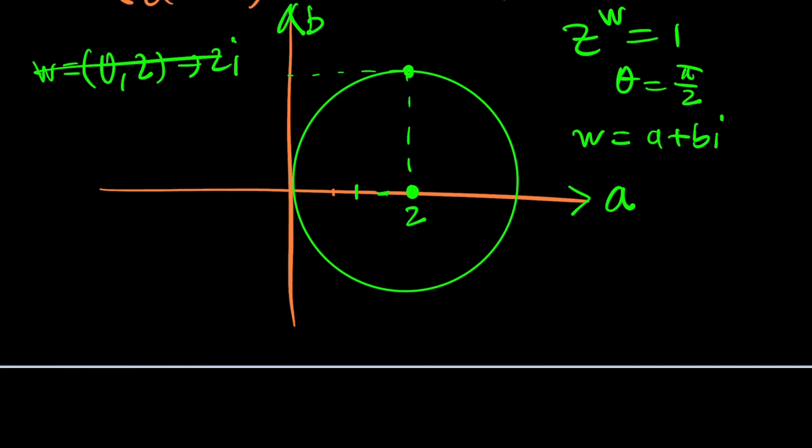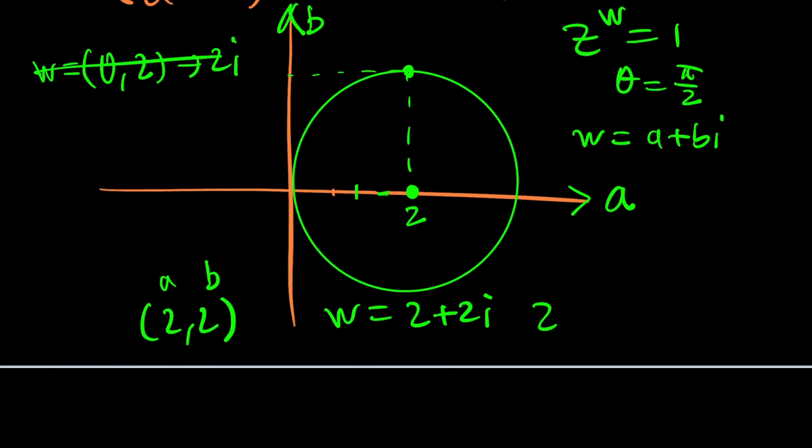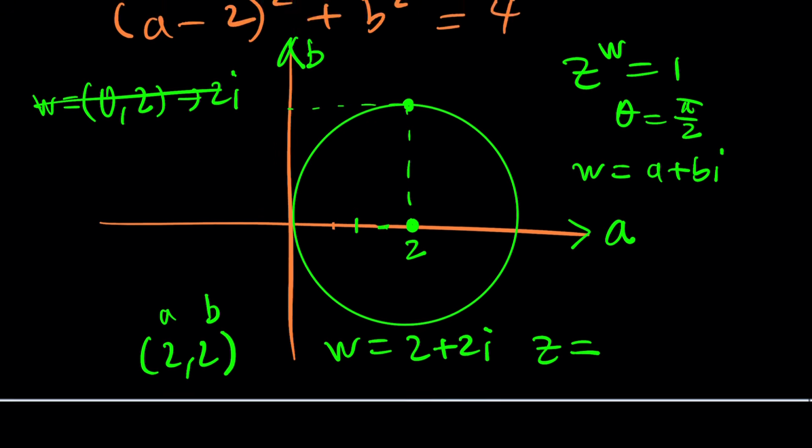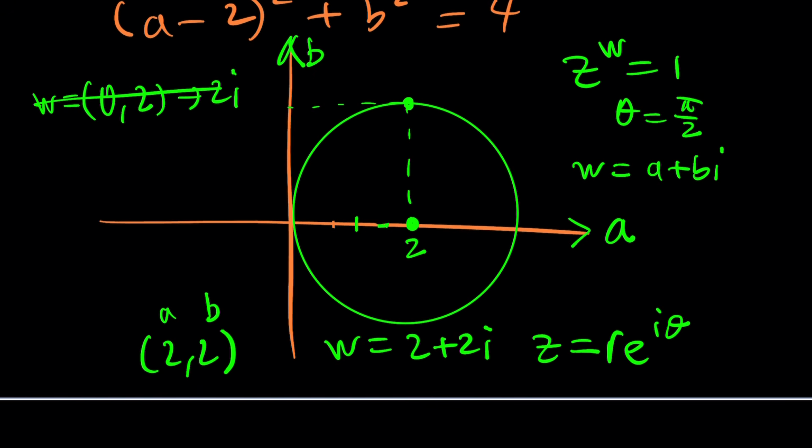(2, 2) means a is 2, b is 2. So from here, we get w equals 2 plus 2i. And z is going to be r times e to the i theta. We said that theta is pi over 2, so this is going to be r times e to the i pi over 2. You've got to remember, this is i, so z is going to be ri. But what is r? Let's go ahead and find out.